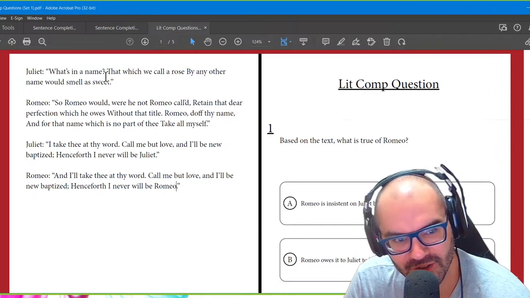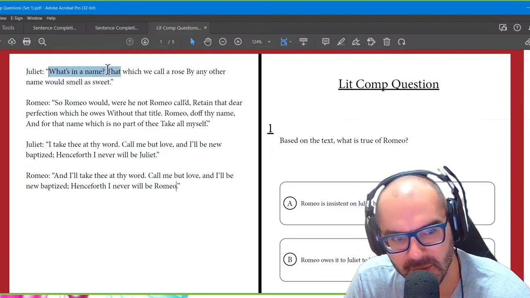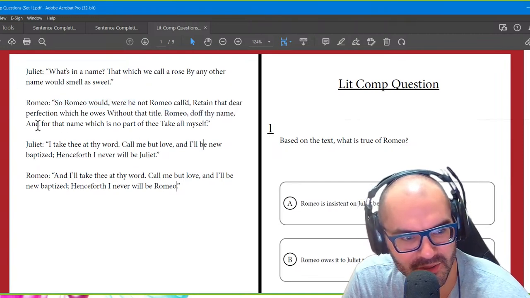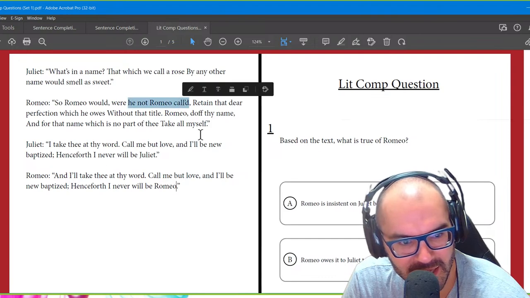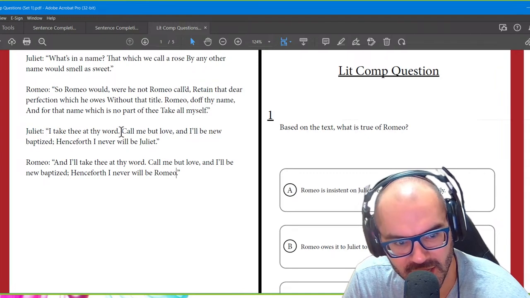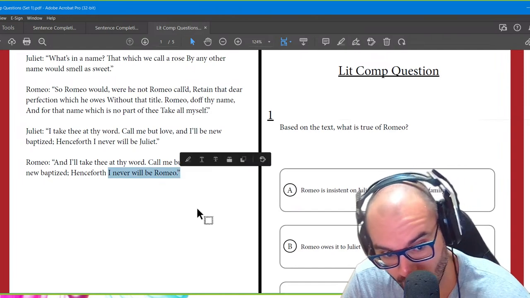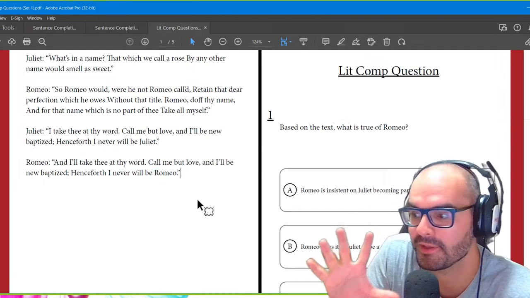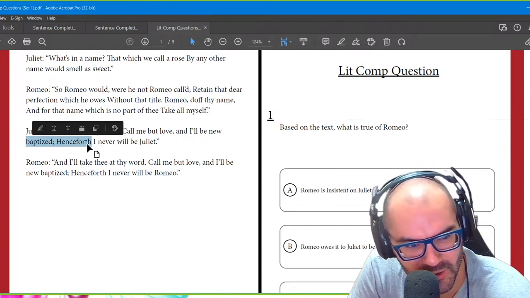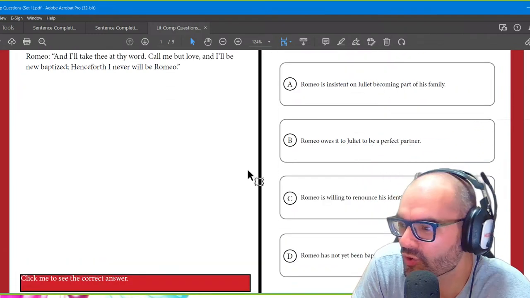So yeah, again, just looking at what I'm seeing here, Juliet's starting out by questioning the idea of a name being important, and then Romeo kind of saying, from what I can get here, that he's talking about getting rid of that name. If he weren't Romeo, he would still be Romeo. Okay, cool. And she's saying, okay, call me love and I will never be Juliet. And he says, call me love and I will never be Romeo. So just based on that, just looking at what I can understand, I'm not really trying to understand some of the complicated language. I'm trying to skip over things that I don't get. Which choice would you choose?